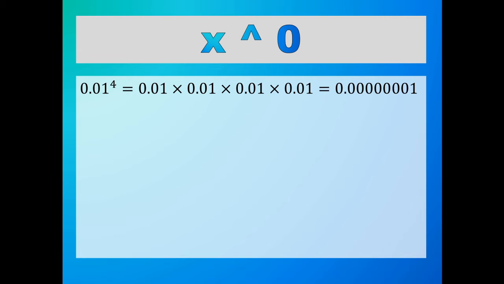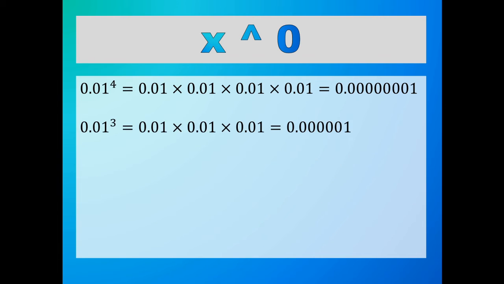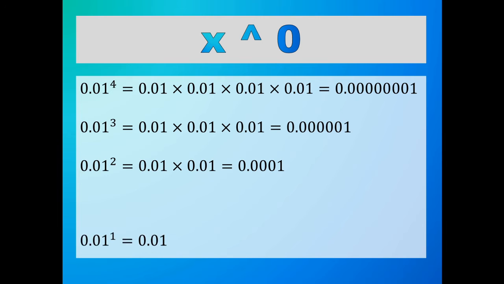Let's now talk about 1/100 to the 4th power. Well, that would be 1/100 times 1/100 times 1/100 times 1/100, which is equal to 0.000000001. What about 1/100 cubed? Well, that would be 3 1/100's being multiplied together, which is equal to 0.000001. What about 1/100 squared? Well, that would be 2 1/100's being multiplied together, which is equal to 0.0001. What about 1/100 to the 1st power? Well, we'll have 1 1/100, and that is 1/100.